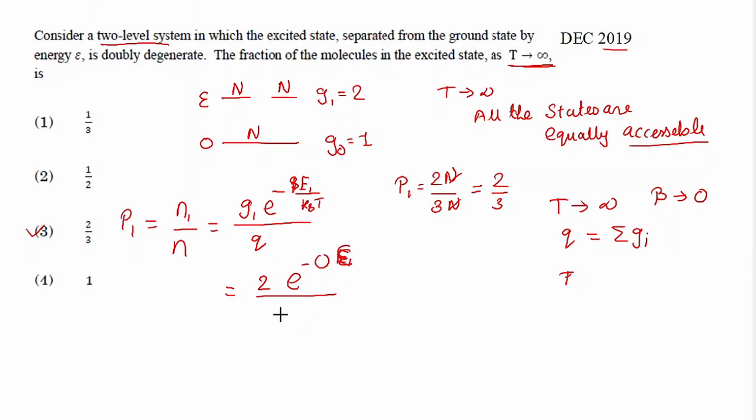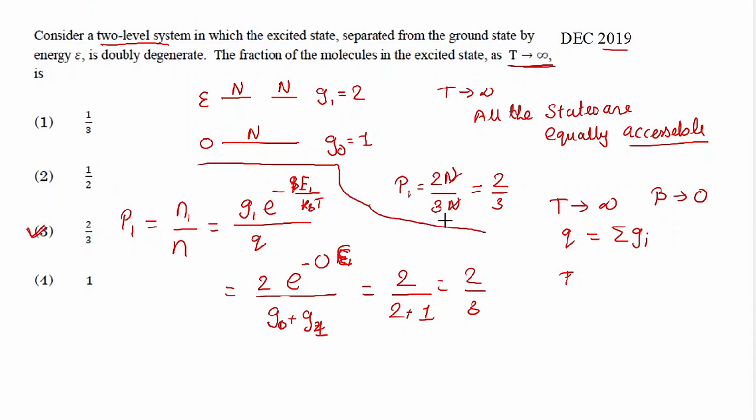Into the summation of gi, that I can write as g0 plus g1, and e raised to minus 0 will be 1, so 2 upon g0 plus g1. G0 is 1, g1 is 2, so that will be 2 by 3. So 2 by 3 is the answer. So in this way also we can calculate. Either way we could calculate. Okay, so it is a very simple problem.